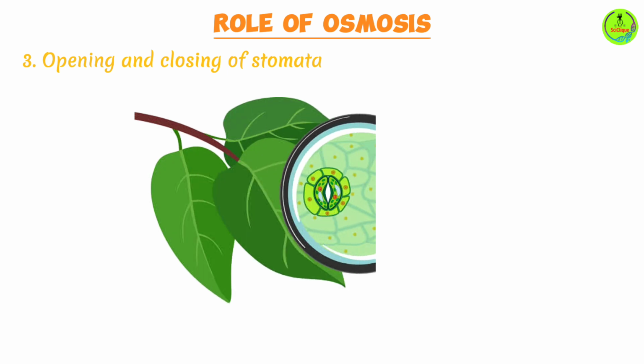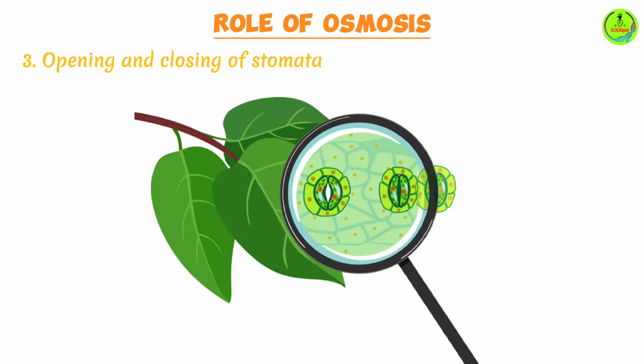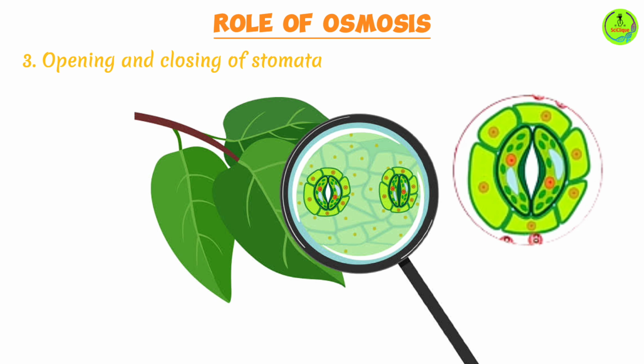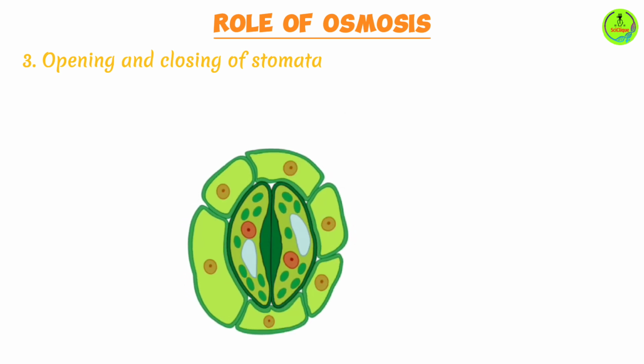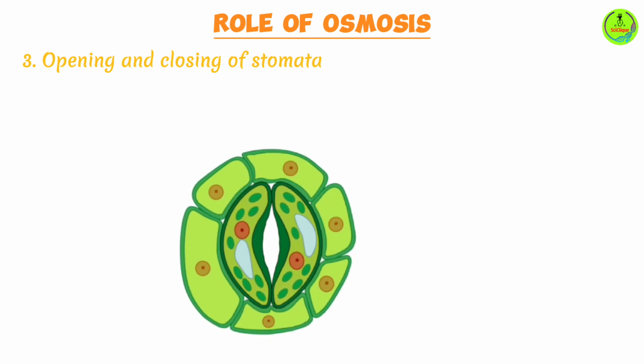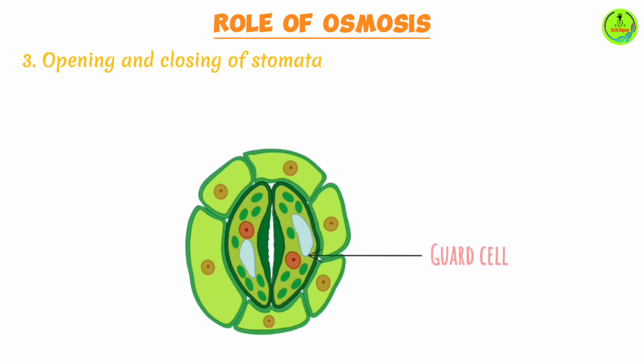Another is that osmosis is involved in opening and closing of stomata. So stomata are openings that are found on the surface of the leaf. These openings are important because they allow gaseous exchange to take place. So when they are open, gases can diffuse in and out of the leaf. Now, the opening and closing of the stomata is controlled by specialized cells called guard cells.